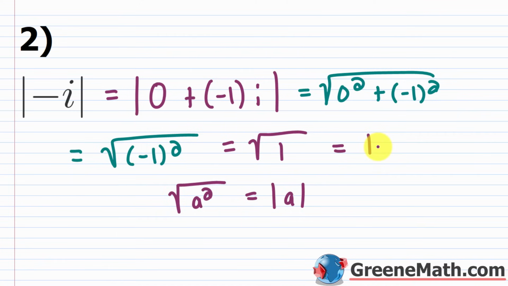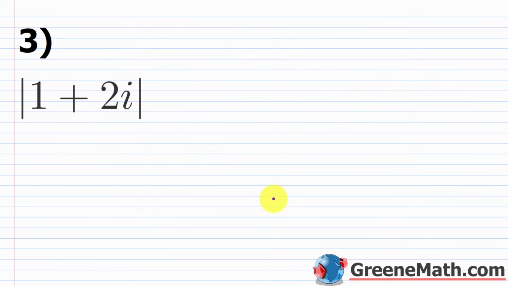So either way, you get 1 as the absolute value of this complex number. All right, let's take a look at problem 3. So here we have the absolute value of 1 plus 2i.